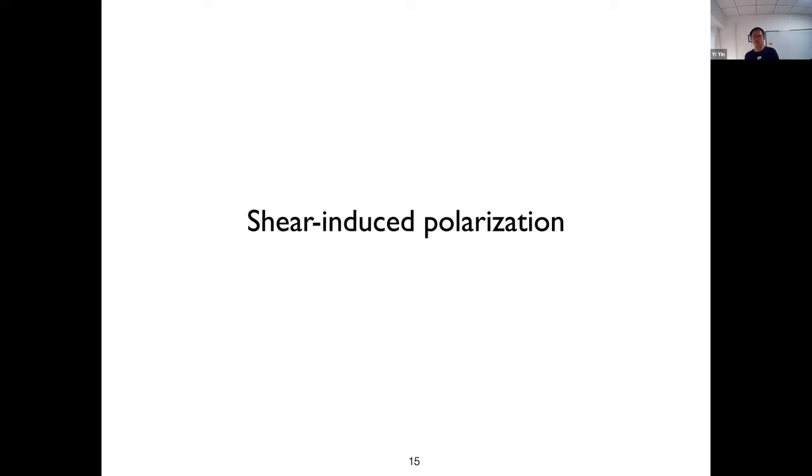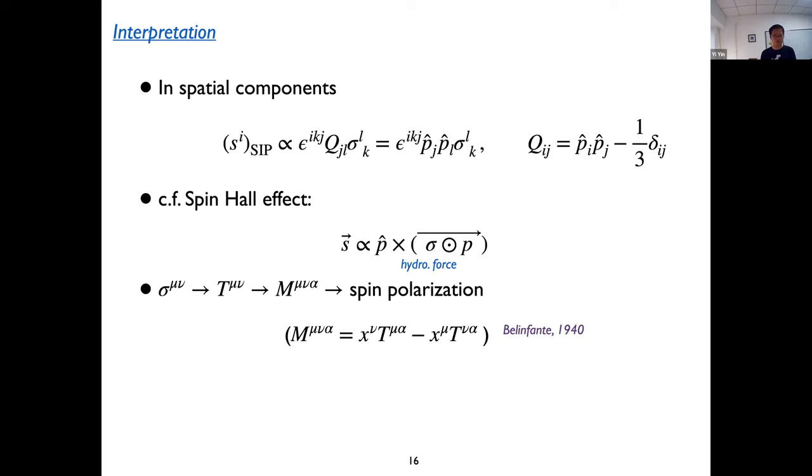So now I want to say a little bit more about this new effect, the shear-induced polarization, and discuss its phenomenological implications. To simplify the integration, here I write down this effect in terms of spatial indices. One way to interpret this effect is that this rank-two shear tensor is contracted with one power of the momentum. This can be interpreted as some hydrodynamic force, and the curl of this hydrodynamic force generates the spin polarization, much similar to the spin Hall effect.